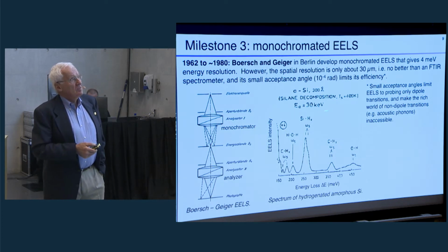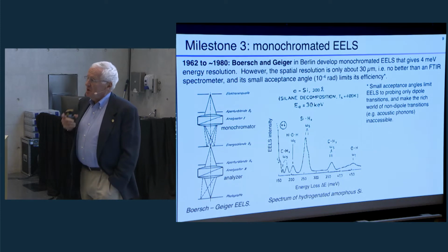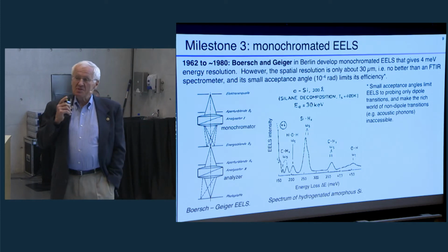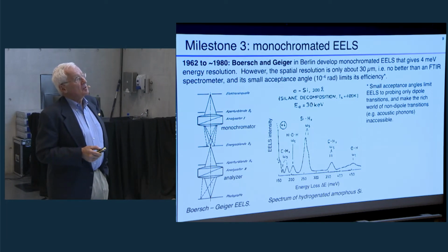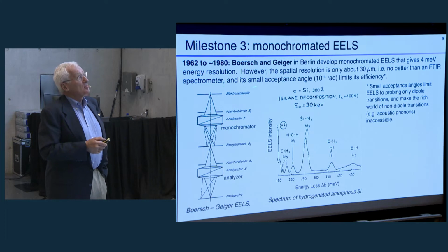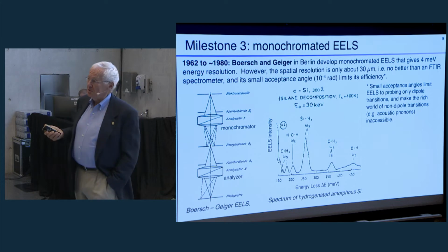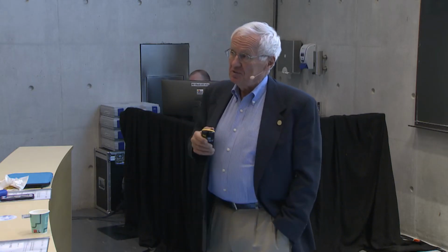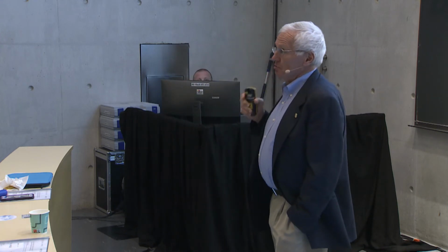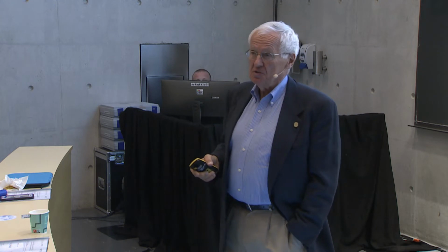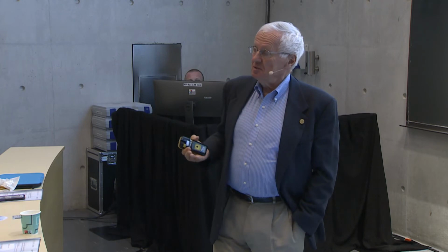And with a 30 kV beam, they should have been able to resolve something of the order of a few nanometers, but that was not their instrument. They had basically zero imaging capabilities, and they got spectra from 30 micron areas, and they also had a very small acceptance angle, 10 to the minus 4 radian. So they showed what could be done in principle, but the limitations of their instrument, particularly the small acceptance angle, meant that they could only look at the same kind of transitions that infrared spectroscopy can look at. What can be excited with light.